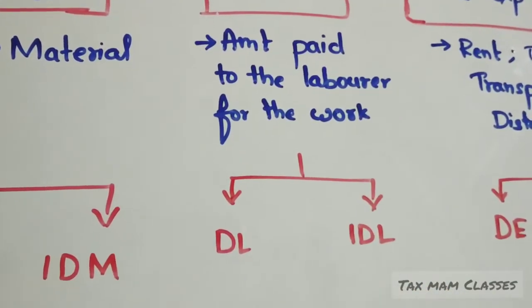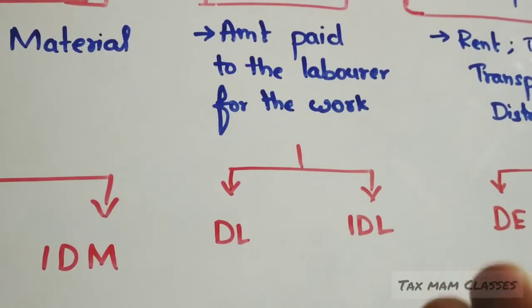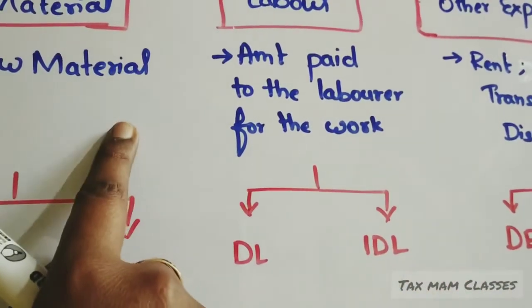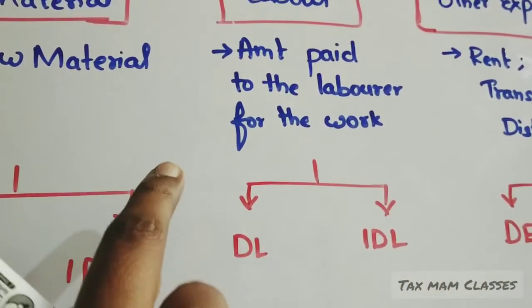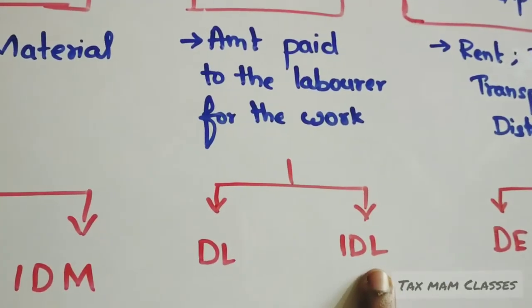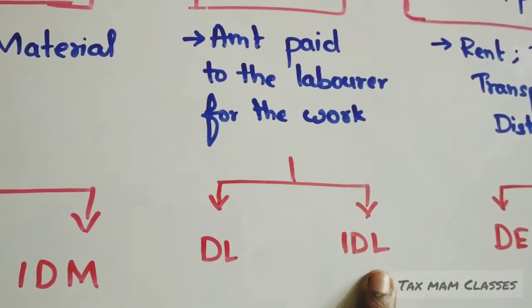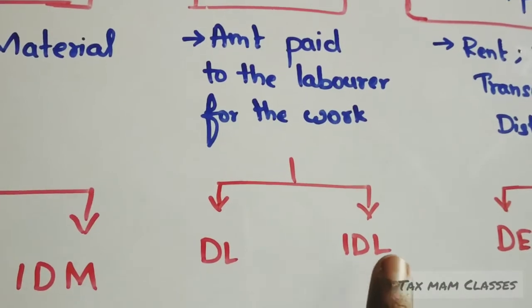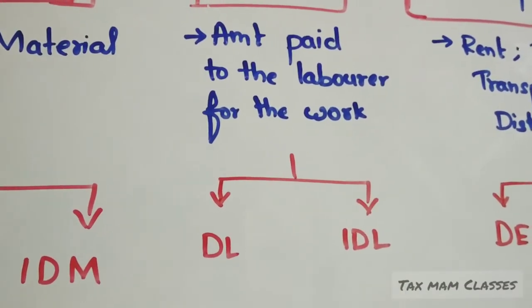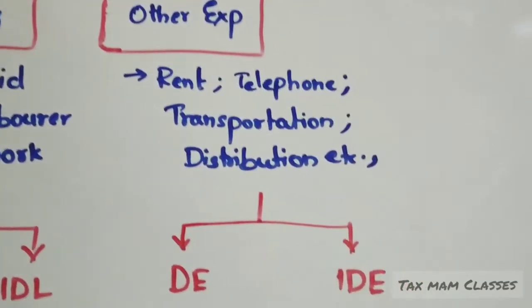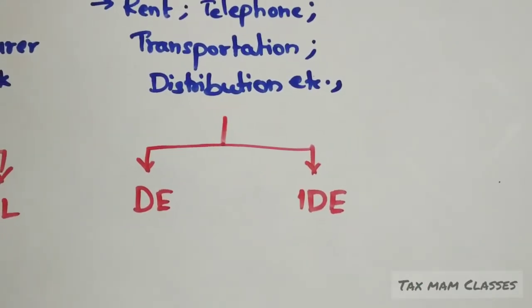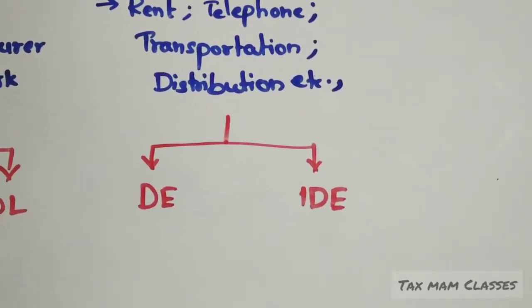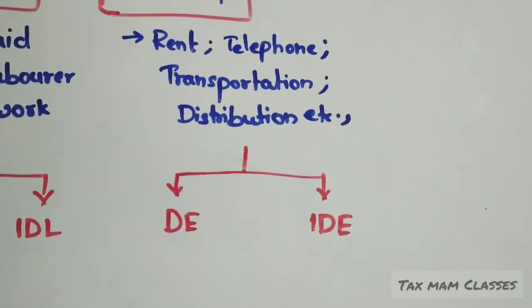To purchase the raw materials or to sell them, whatever the workers are working on, we have to pay some amount, right? That person's labor charge, what we are paying, will be covered under indirect labor. And coming to the other expenses, they are also divided into two categories: direct expenditure and indirect expenditure.